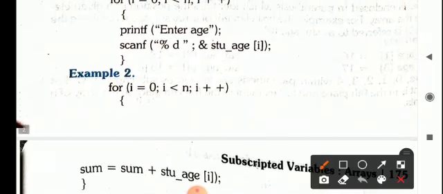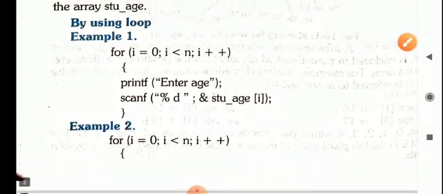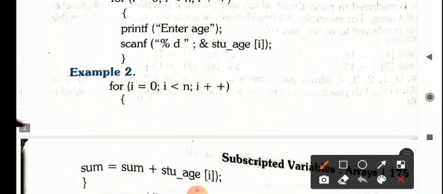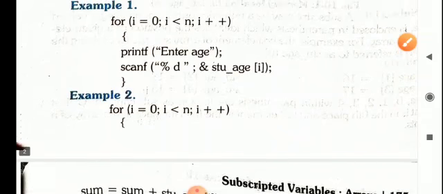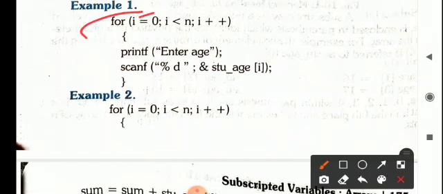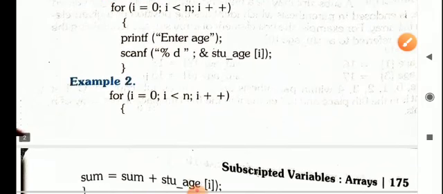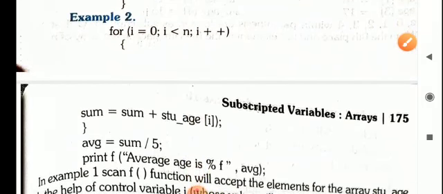That means it will get the age 5 times. What is the size of the array? 5, or if the size is not given, it will be n times. This is only a small piece of code, not the entire program, so you have to take the n value at the beginning of this for loop. Next is your for I equals 0, I less than n, I plus plus.